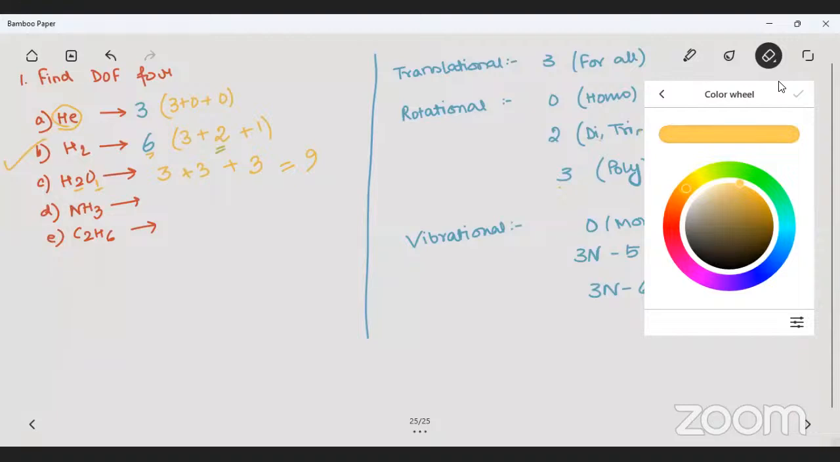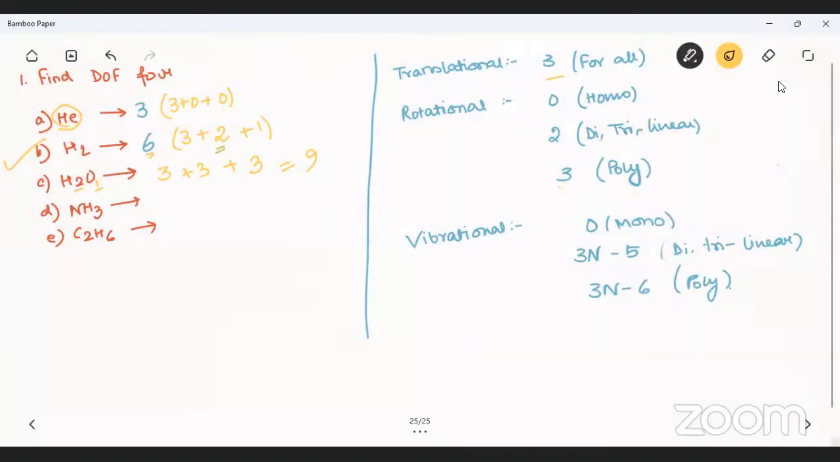So why is ammonia 12? Suppose this 3 is coming everywhere. For this 3, for non-linear like this, ammonia also looks like this. I'm not drawing the lone pair and everything, I'm just drawing the overall structure. So basically, you know which is a linear molecule and which is a non-linear molecule. If it is linear, use this. If it is non-linear, just use this.